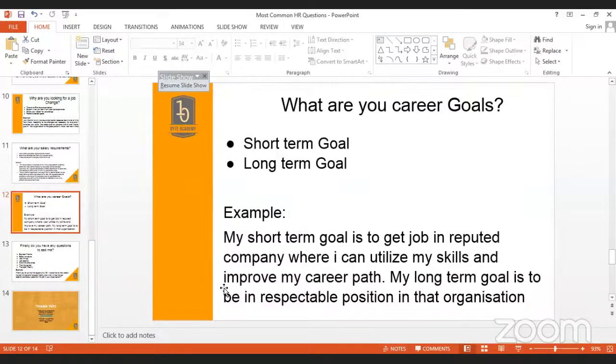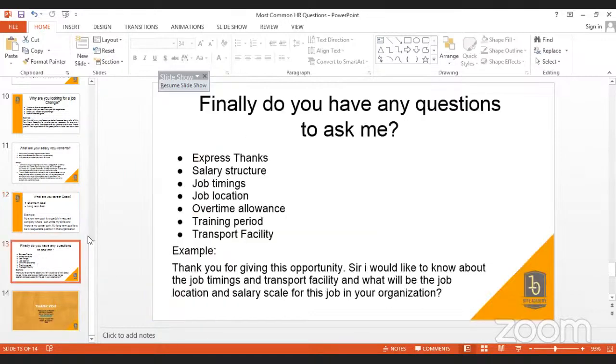For example, my short-term goal is to get a job in a reputed company where I can utilize my skills and improve my career path. My long-term goal is to be in a respectable position in that organization. So you can answer this question in this manner. So, moving on to the next question.